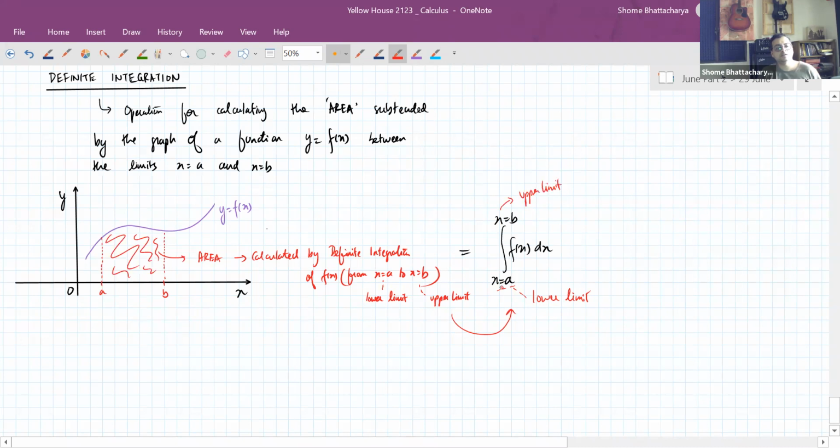So whenever we see two terms on the integration symbol, one above and one below, we understand that we are talking about definite integration. Whereas the integration symbol without any limits is called the indefinite integration. So this can also be just written like this, a to b fx dx.